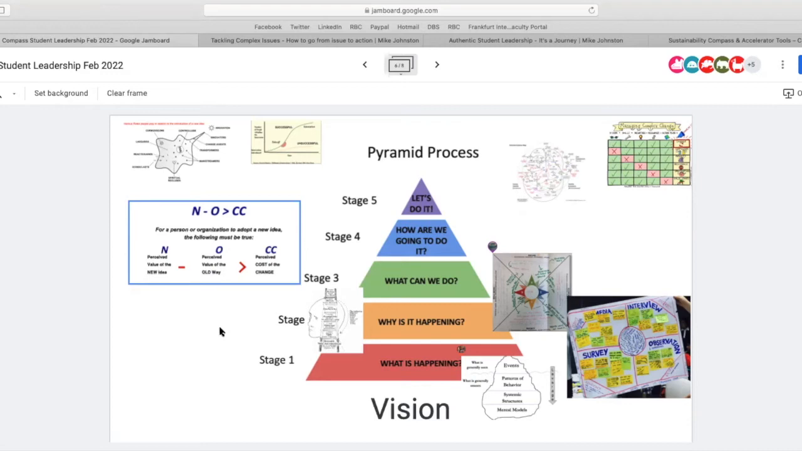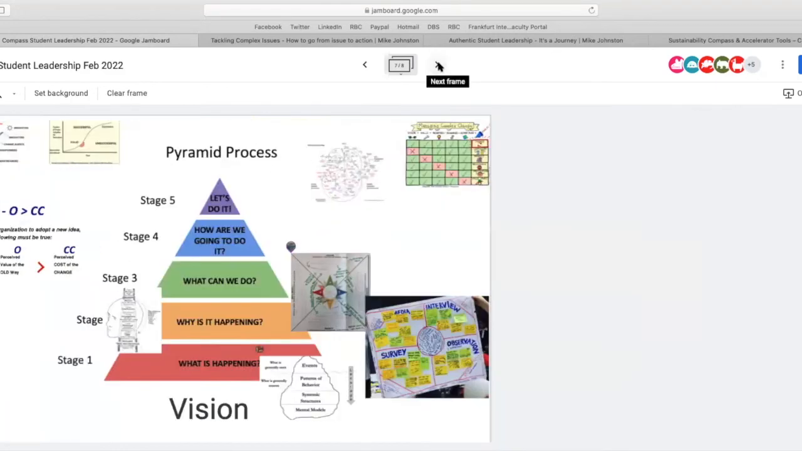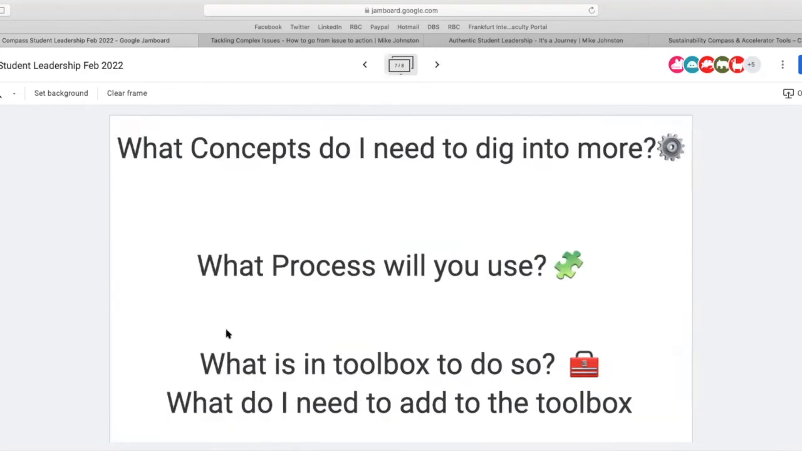Bottom of the iceberg. So from my standpoint, what concepts do I need to dig into more? This is a question for you. Where are you on your conceptual understanding of these things? What process will you use to kind of solidify it? What's already in the toolbox to do it? And what do I need to add to the toolbox? And how might I do that?